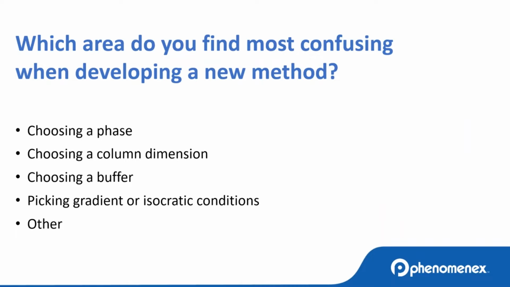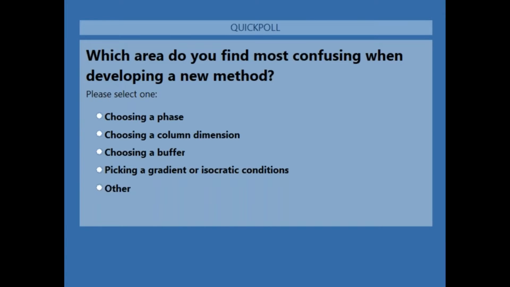So stopping quickly and giving a break to a quick poll question. Since we're talking about method development, which area do you find most confusing or frustrating when developing a new method? Is it choosing a phase? Is it choosing a column dimension? Is it choosing what buffer, maybe the concentration of the buffer, or what pH to work at? Is it picking the gradient or isocratic conditions, or is it something else, right? So just wondering what you find most frustrating or confusing, or have a hard time starting, when working on a new method. So I'll let you answer that.